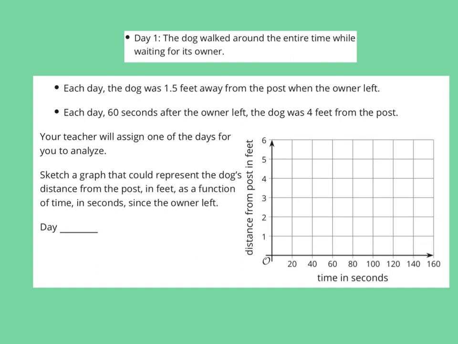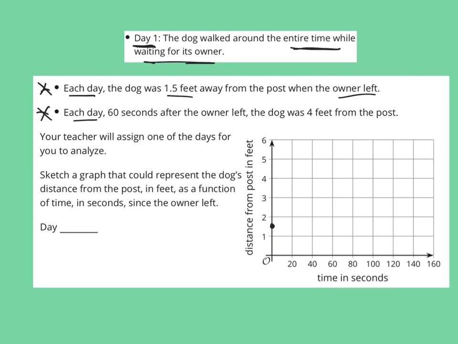So our mission, should we choose to accept it, and we will, is to make a graph 3 times. Right? So you're going to make this graph 3 times, but each time has to do with the day conditions that surround it. So day 1, the dog walked around the entire time while waiting. And each day, these 2 things happen every time. Each day, the dog was initially 1.5 feet away from the post when the owner left. So that means that every graph is going to start with a dot right here. This dot happens every time.